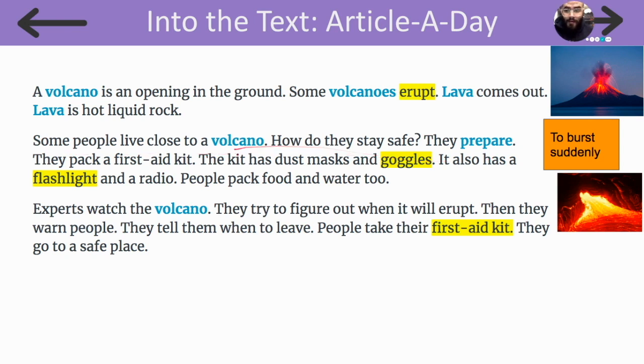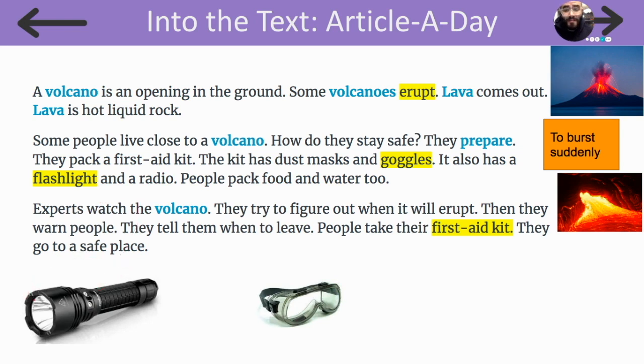They prepare. They pack a first aid kit. The kit has dust masks and goggles. Goggles like these, like we saw in the picture at the beginning. It also has a flashlight and a radio. Here's a flashlight. People pack food and water too.